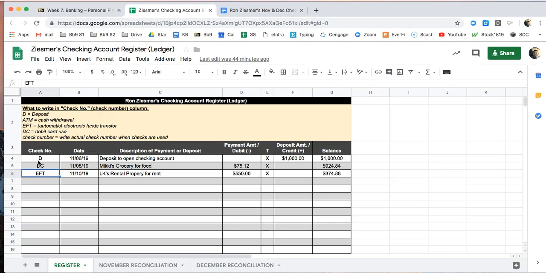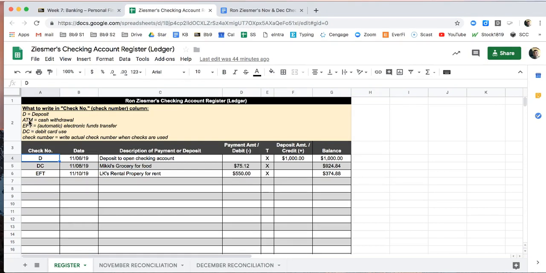It's good for you to have a specific number. If you ever need to look into something a little further, or talk to the bank about something, you can say, oh, it's check 102 or check 103. It identifies that specific check. But as we have evolved over time, there are a lot of other transactions that impact your checking account that don't involve writing an actual check. So some of the popular ones right here. If you make a deposit, put a D in the check number.